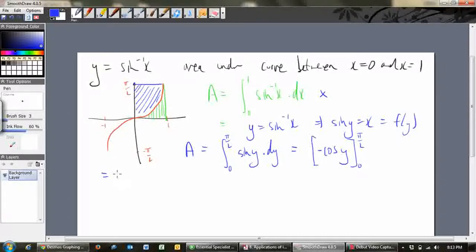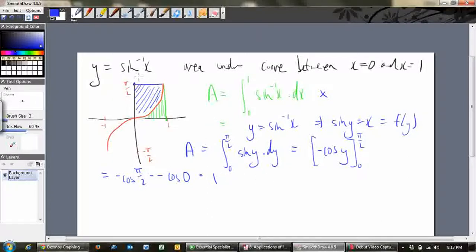Equals negative cos pi on 2 minus negative cos 0. That's what that area is. And so that's equal to negative cos pi on 2. Well, cos at pi on 2 is equal to 0, so that's just all equal to 0. And then plus cos of 0, which is just 1. And that's interesting, isn't it? This blue area there is just equal to 1 unit squared. So very, very interesting.